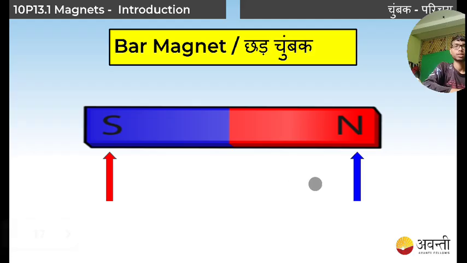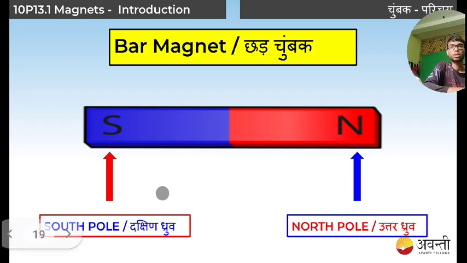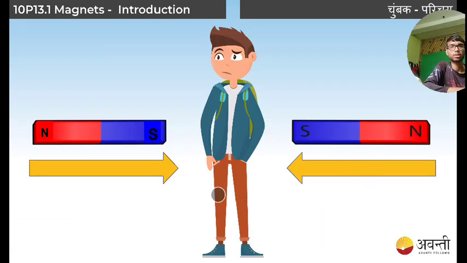Okay, here this is a bar magnet. In this we have two poles. First is north, second is south. A bar magnet will look like a rectangle. This is the north pole and this is the south pole. Yeah, we are crystal clear.